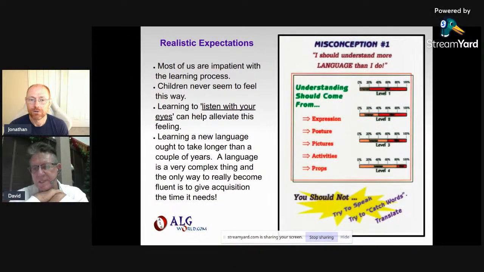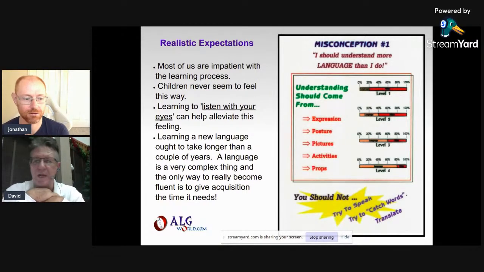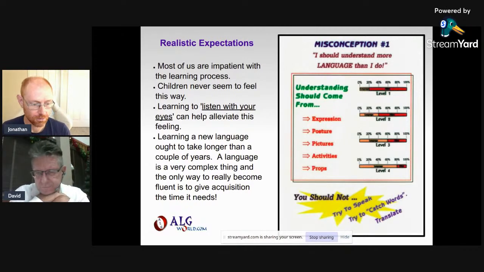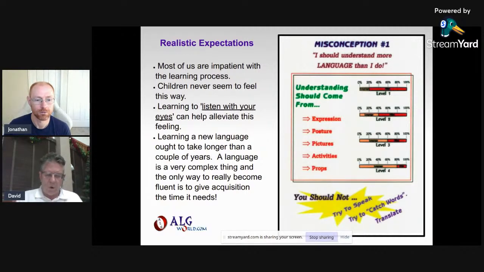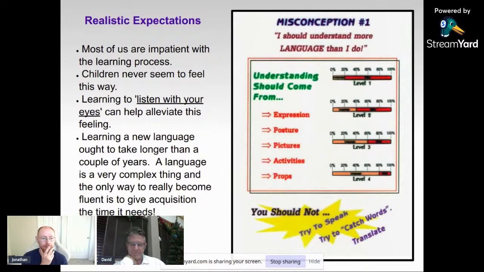So the misconception, the first one that we talked about, is this idea that I should understand more language than I do. And this is an important distinction because in an ALG or a real life setting, the learner shouldn't be thinking about language. They should be thinking about what's going on here. And your access to what's going on is actually initially more through your eyes than it is through your ears. So I think of it as learning to listen with your eyes.